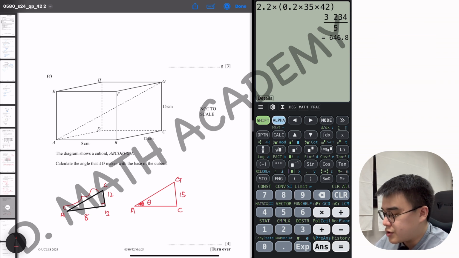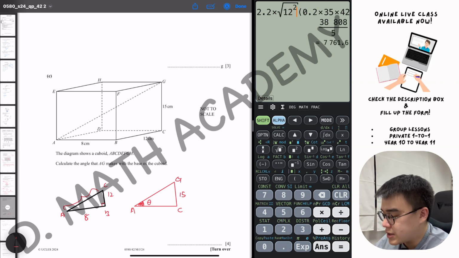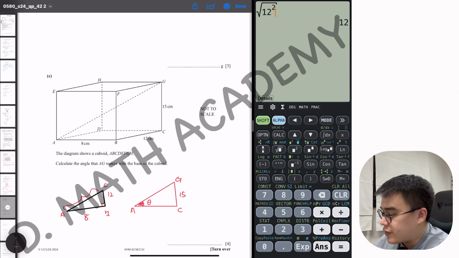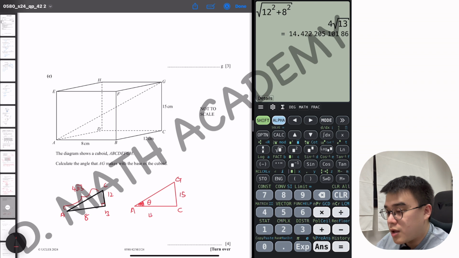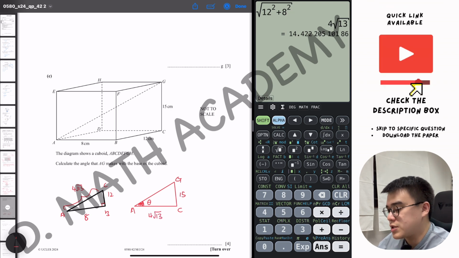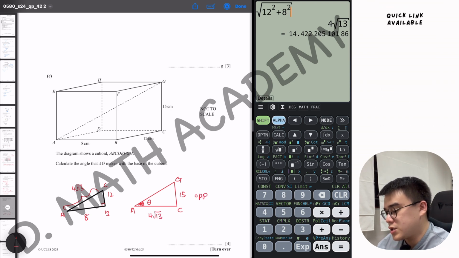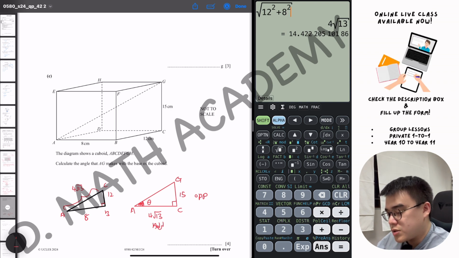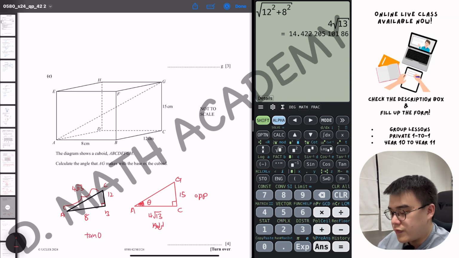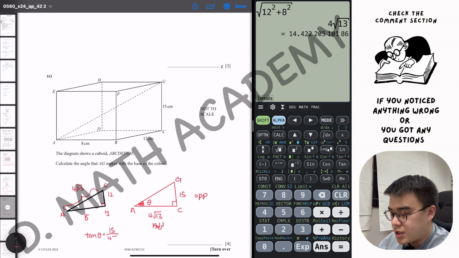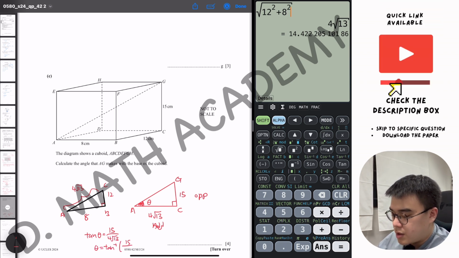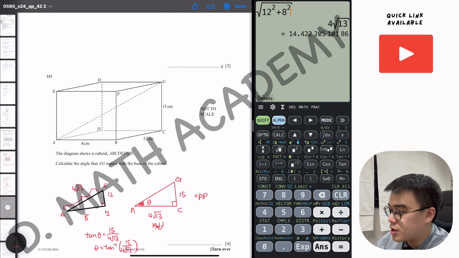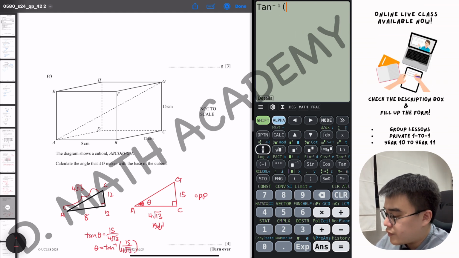So I have to use my Pythagoras theorem by having 12 square plus 8 square first, getting the result of 4 square root 13. 4 square root 13 belongs to here. And then to find the answer, this is your opposite, this is your adjacent. Okay, so tangent 15 over 4 square root 13, tangent inverse of the whole thing. We should be able to get our answer here. Tangent inverse 15 over 4 square root 13.